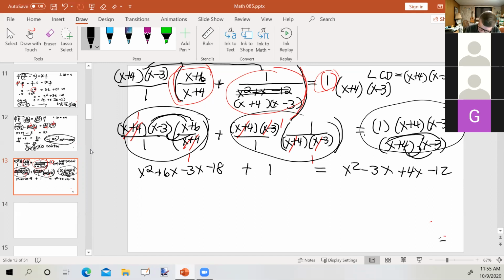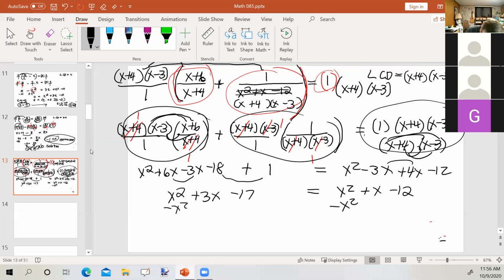All right. On the left side of the equation, combining like terms, I've got x squared plus 3x minus 17. On the right side, combining like terms, I've got x squared plus x minus 12. Now, this is a second degree equation because our highest powered exponent is 2. So I want to have everything on one side of the equation set equal to 0. Okay, well, I'm going to move everything to the left. So I'm going to start out by subtracting x squared from both sides.